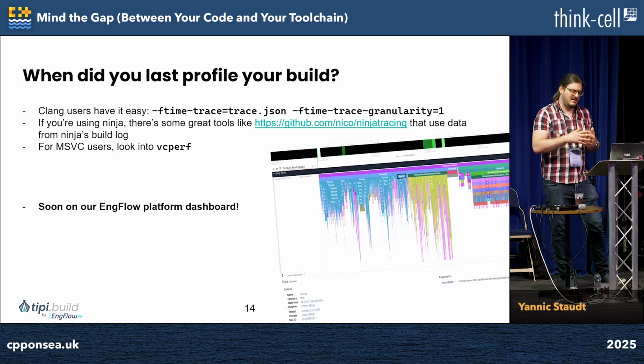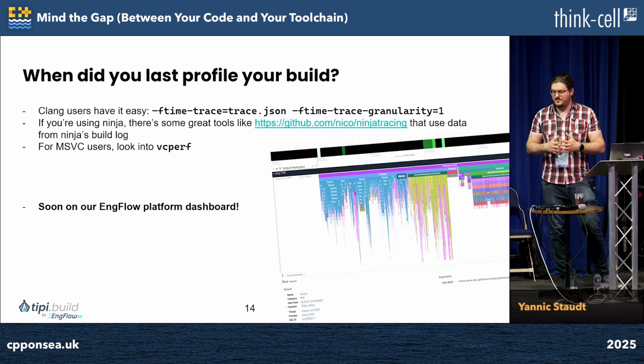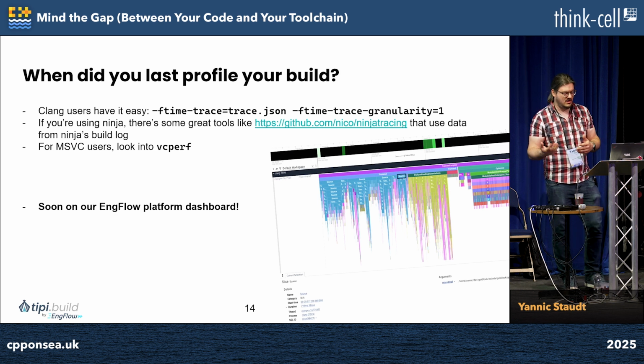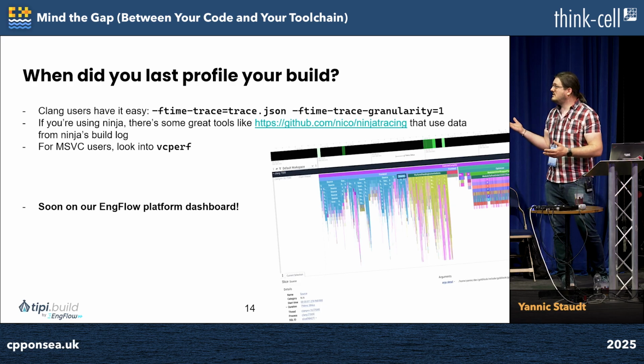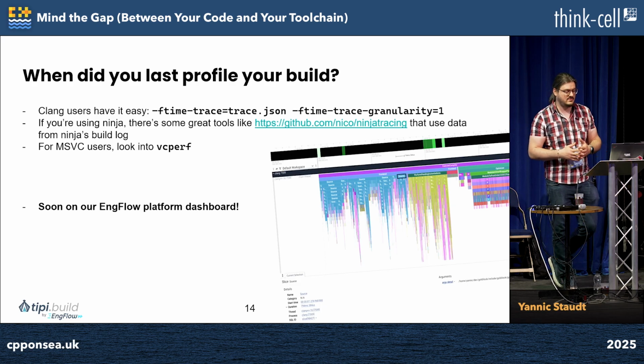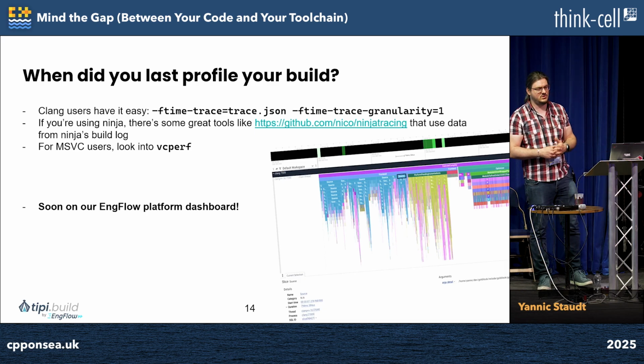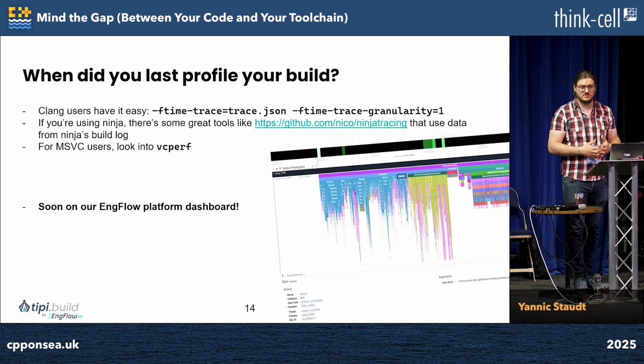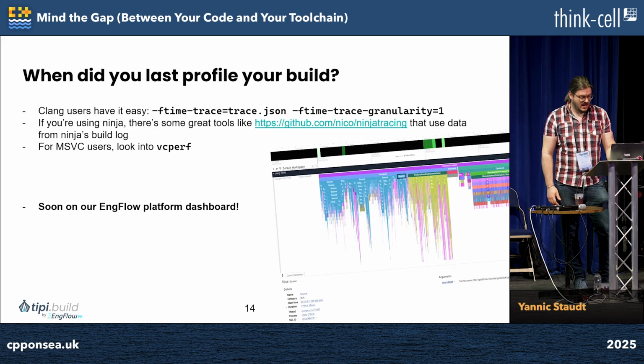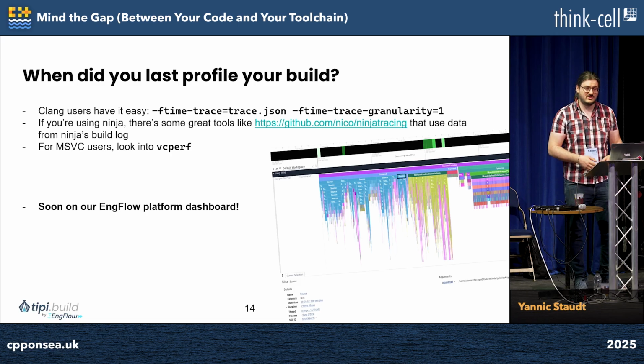On a bit higher level of abstraction, you can get some of the same information out of Ninja build logs, and there are tools like Ninja tracing that can give you a lot of the information very easily. And even our dear MSVC users are not left out. Microsoft ships vcperf, which, while a bit cumbersome to use, is very, very good in terms of the results it yields. My recommendation is just do it. It's incredibly easy to get that information, and it's incredibly useful.